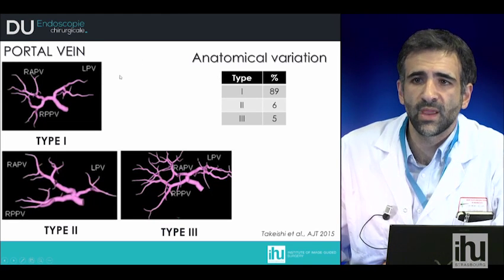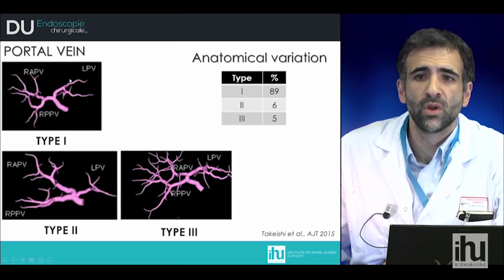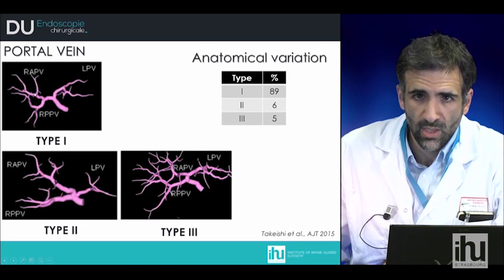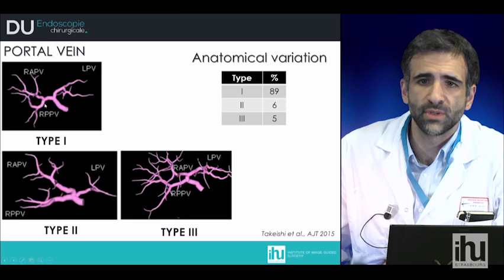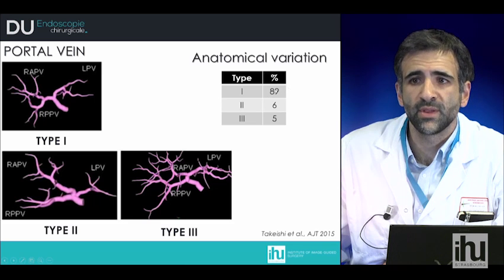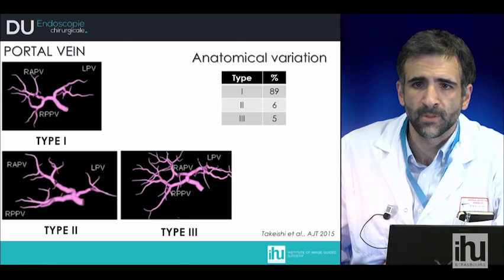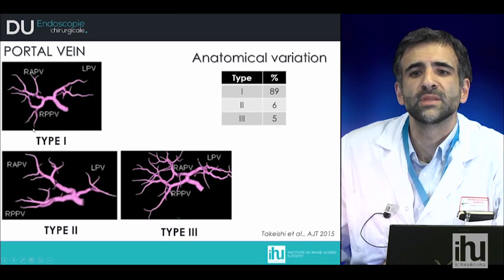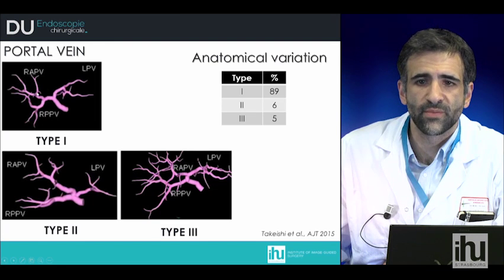Speaking about the portal vein, we have most of the time the anatomy that we have described before, with the left portal branches and the right portal branches, which is divided in anterior and posterior branches. This is present in about 89% of cases, and so it's very difficult to find some anatomical variation, and this is typically present in type 1 bifurcation of the portal vein.